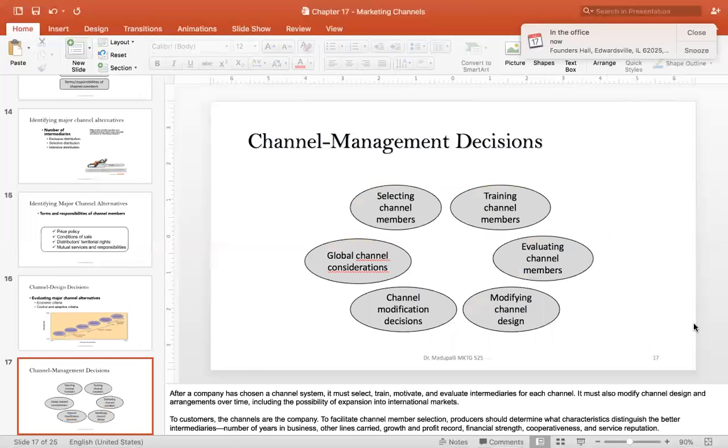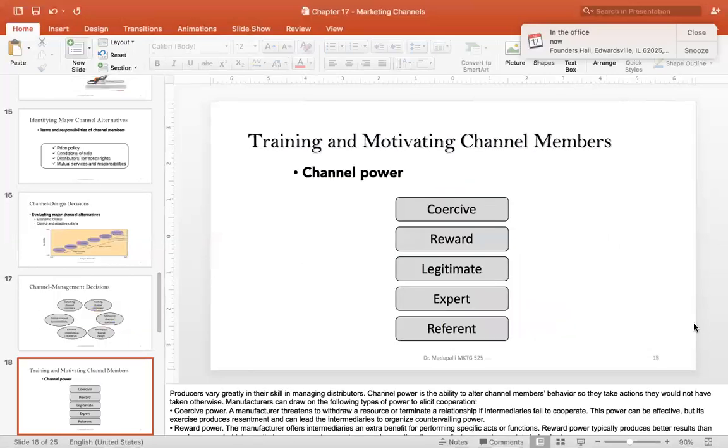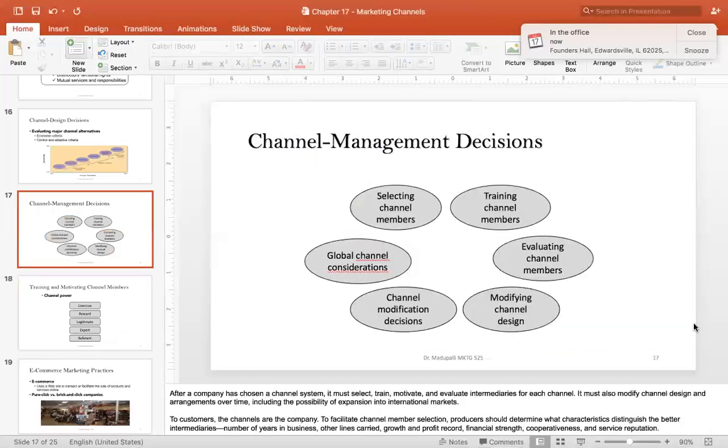Channel management decisions. There are a variety of channel management decisions that people need to consider in, right? Let me make sure I have everything here. Okay. I think I'm missing.